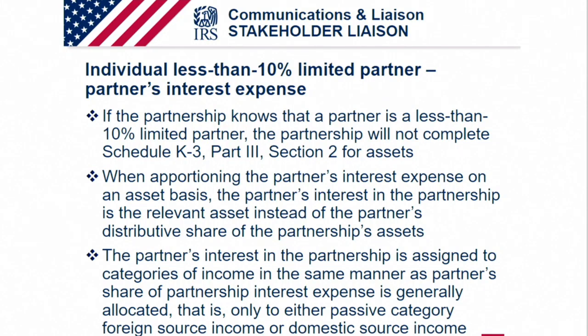When apportioning the partner's interest expense on an asset basis, the partner's interest in the partnership is the relevant asset instead of the partner's distributive share of the partnership's assets. So the partner's interest in the partnership is assigned to the categories of income in the same manner as the partner's share of the partnership interest expense is generally allocated. That is, only to either passive category foreign source income or domestic source income.